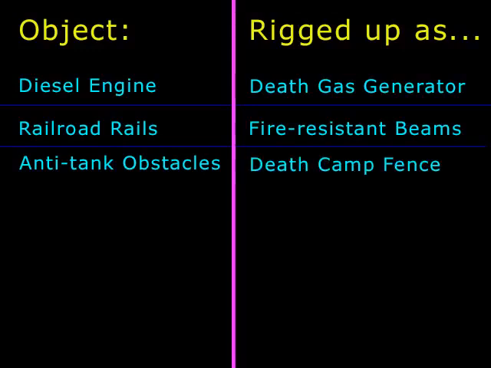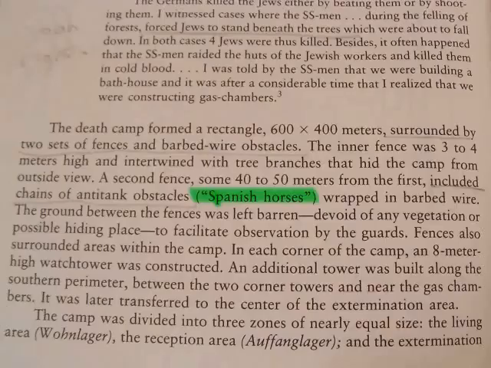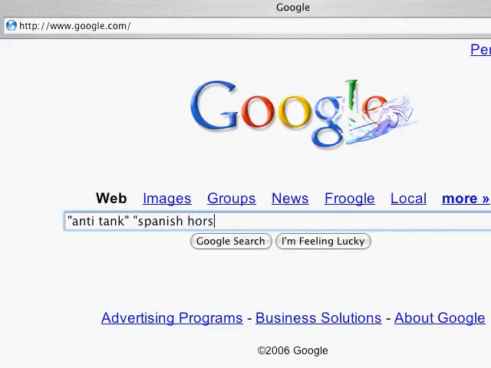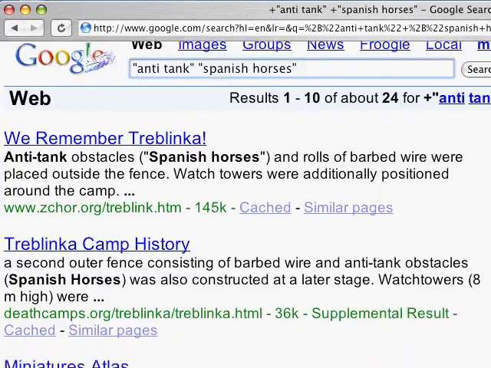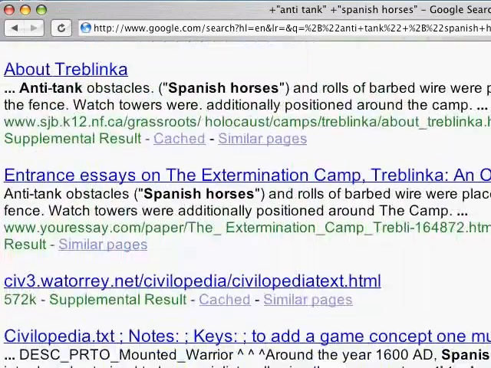If this camp had really existed as a death camp, would it have been this ramshackle and rigged up? We really need to know more about these World War II anti-tank obstacles known as Spanish horses, so we do a Google search, and something very odd comes up. All our hits are references to Treblinka. Surely these Spanish horses were used in other places during the war.